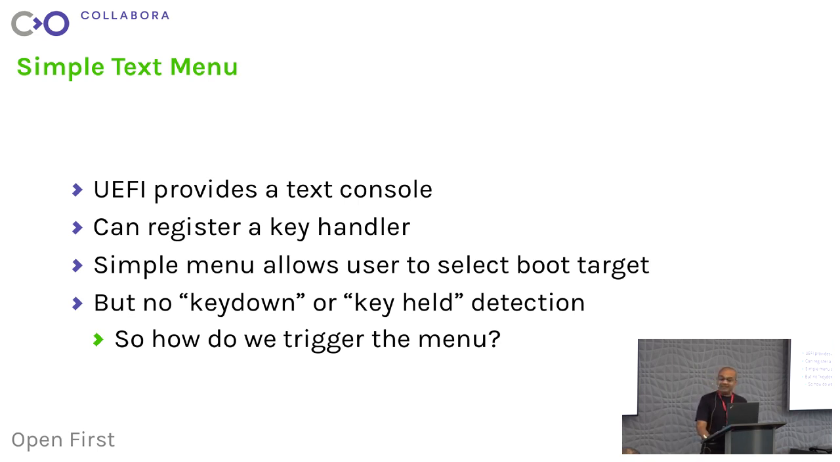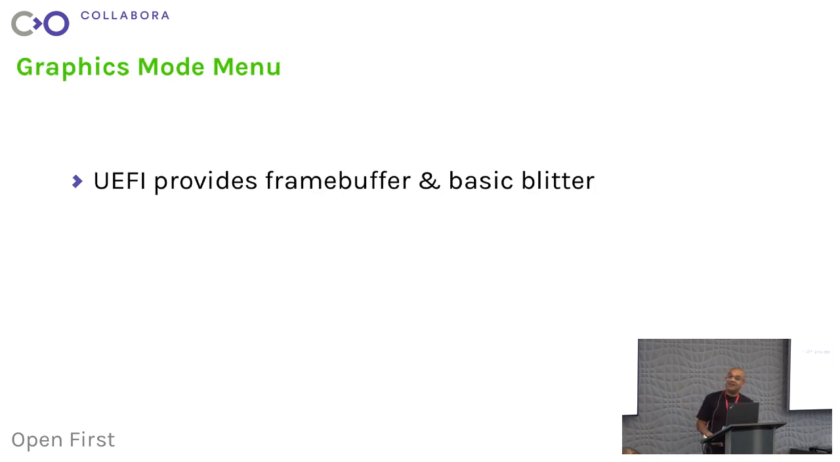Obviously, having done that, we decided our lives are still too simple. So can we have a mode in graphics menu in graphics mode? Well, there is a frame buffer and a fairly basic blitter, but that's basically all there is. You can choose the graphics mode. It tells you where the frame buffer is, and you can blit rectangles to it from memory. You've got nothing else. That's it.